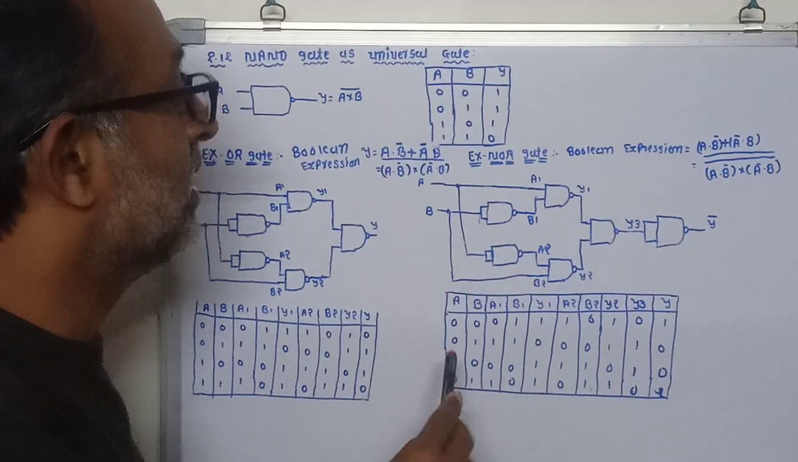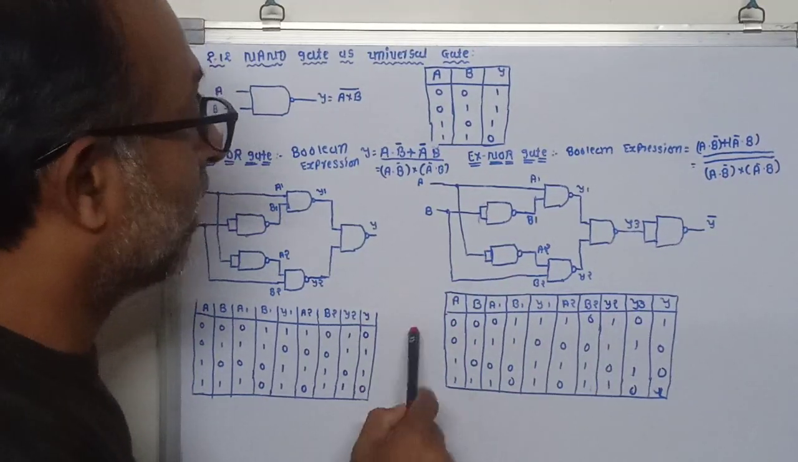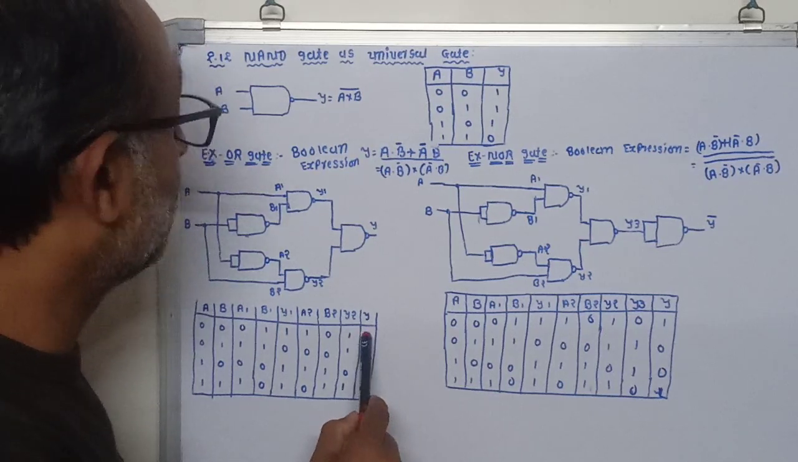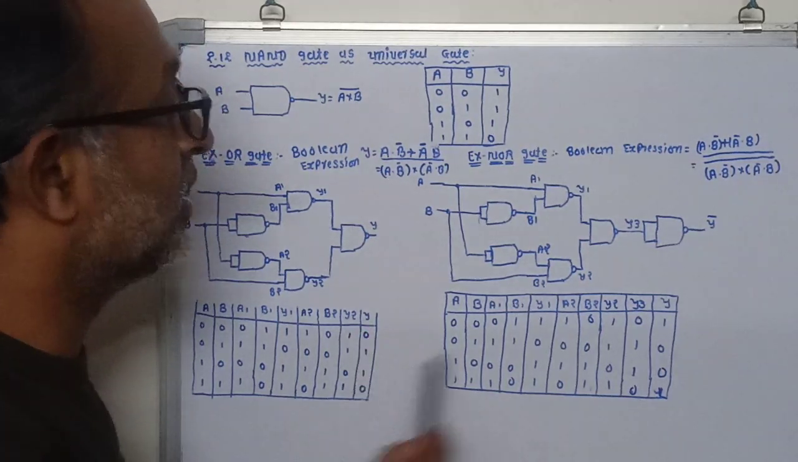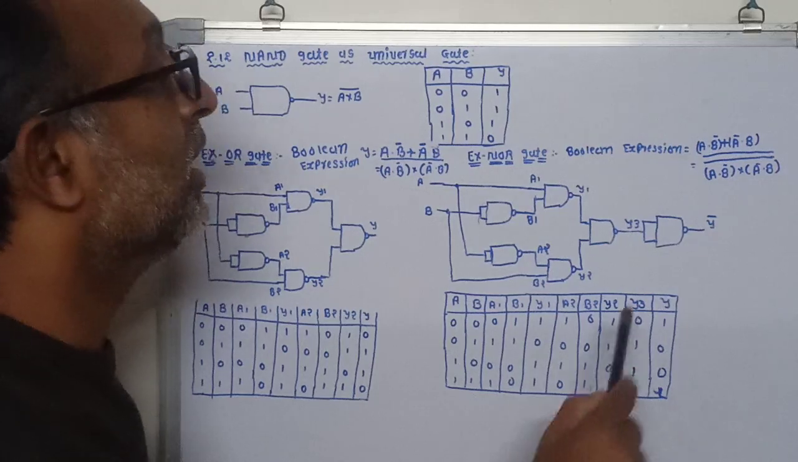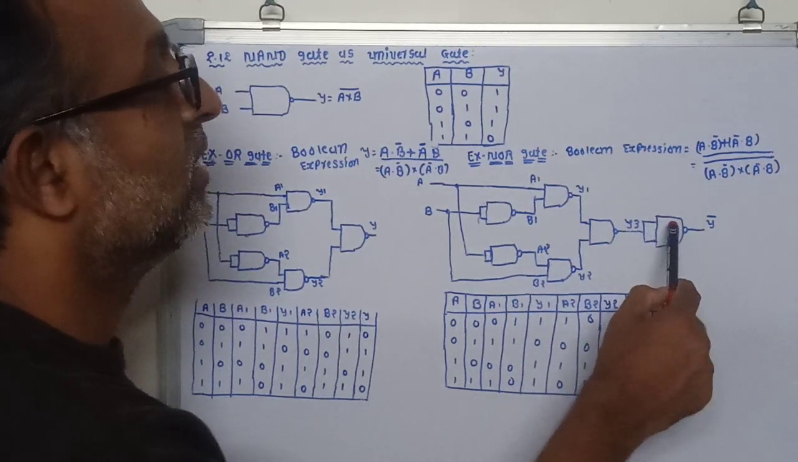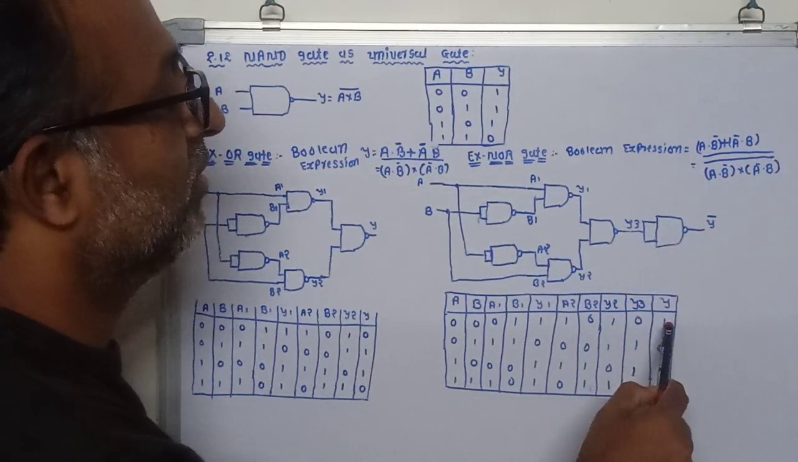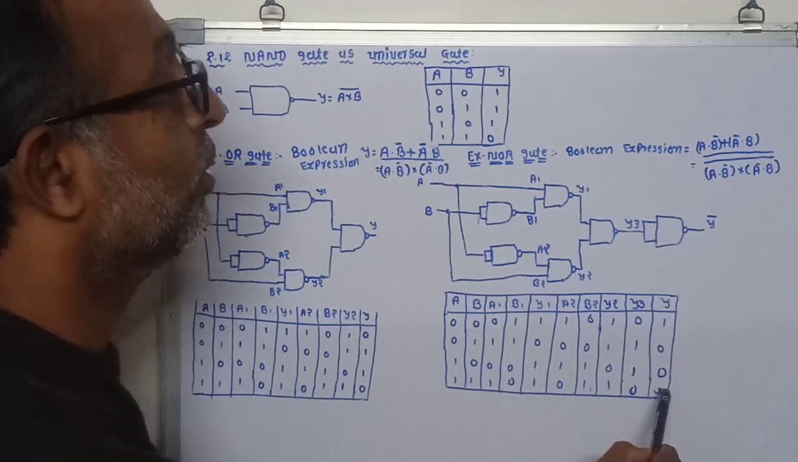The circuit will be the same. So here you can see the output of this XOR gate is 0, 1, 1, 0. Now it is further inverted by this another NAND gate. So we will get 1, 0, 0, 1.